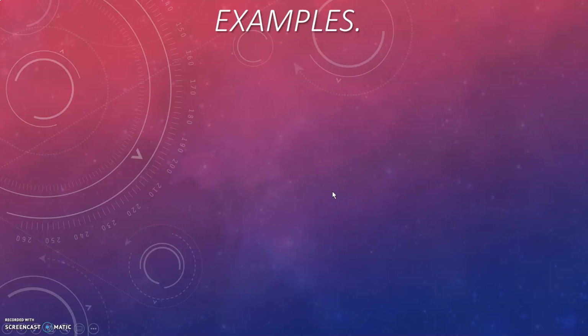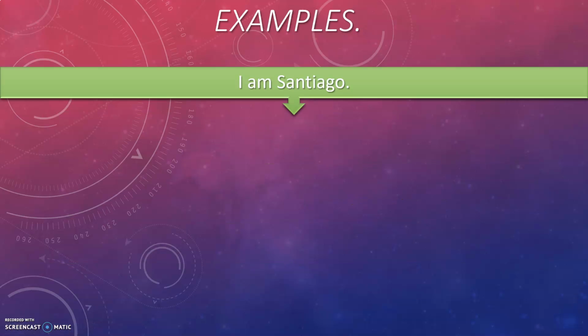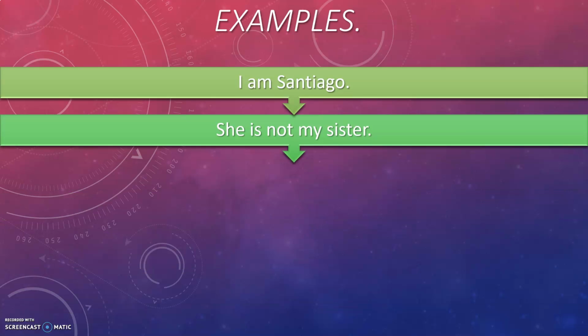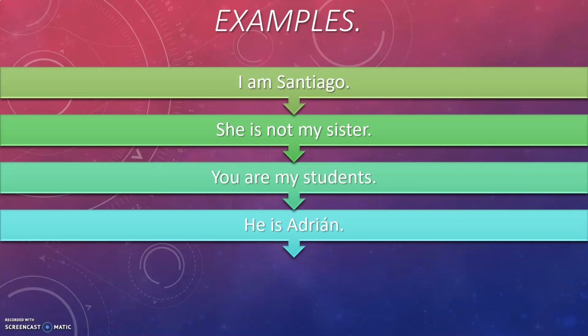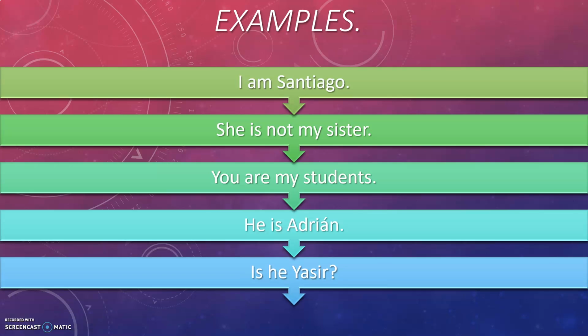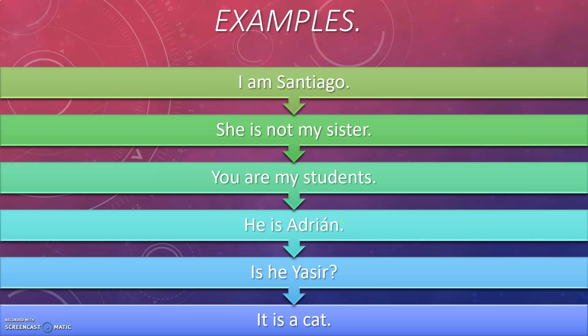Okay, let's look at some examples. Okay. For example, I am Santiago. She is not my sister. You are my students. He is Adrian. Is he Yasir? A man. Or it is a cat.